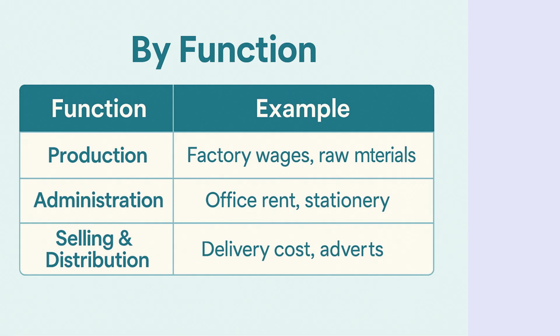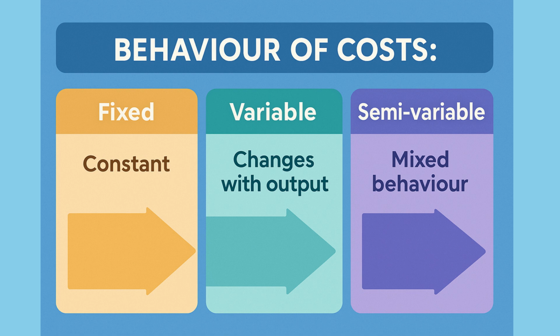Next is classification by function. Every organization performs different functions, and each has its own cost. These include production cost, cost incurred in making goods; administration cost, office and management expenses; selling and distribution cost; marketing, delivery, and advertising expenses.